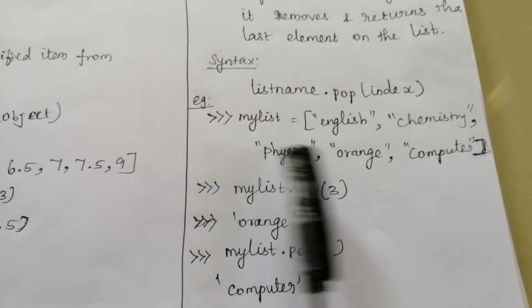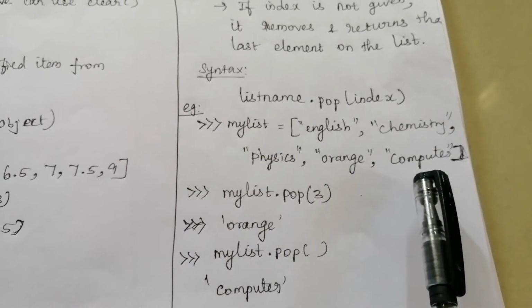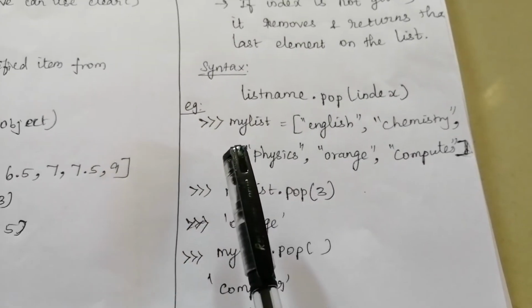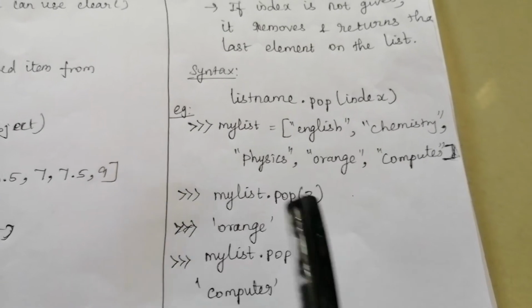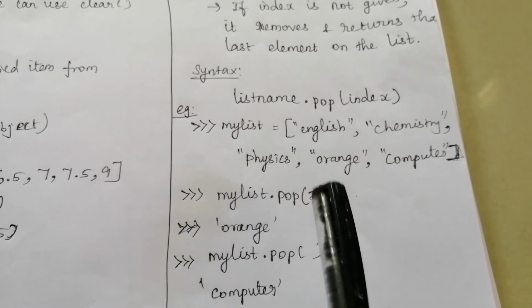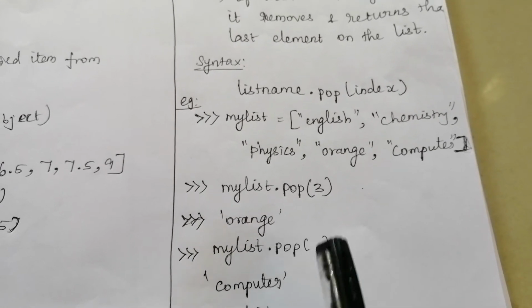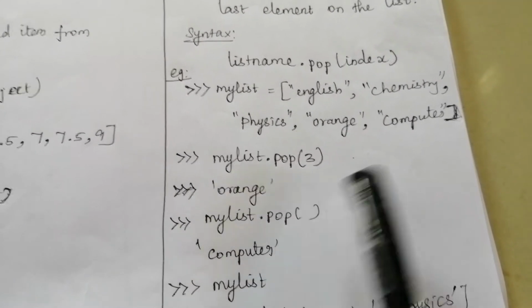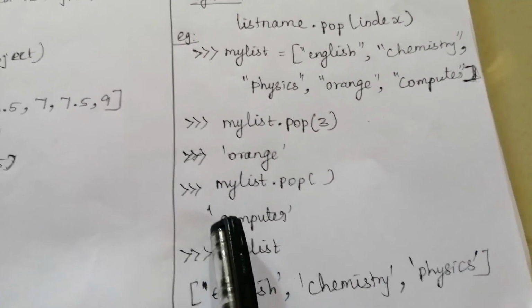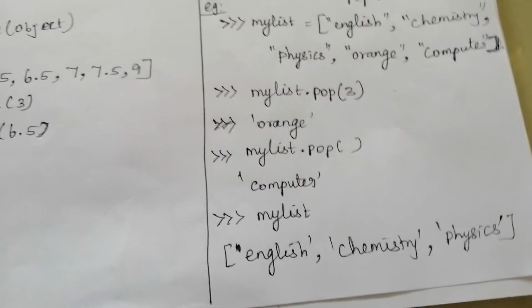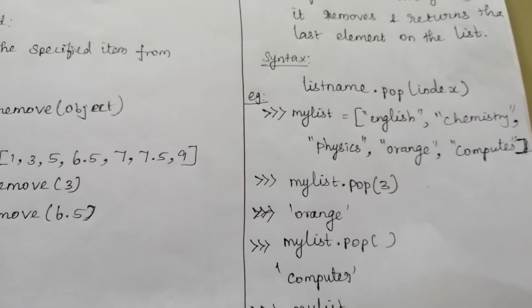Okay, so consider this list. It contains English, chemistry, physics, orange as well as computer as the elements of my list. Now I am going to remove orange here. So I have to specify the index value, pop 3. This value will be returned to the user. Next, I didn't specify the index value here, so automatically it returns the last element present on the list. The computer will be returned to the user. Next, I am going to show the output: English, chemistry, physics, because we removed orange as well as computer from the list.